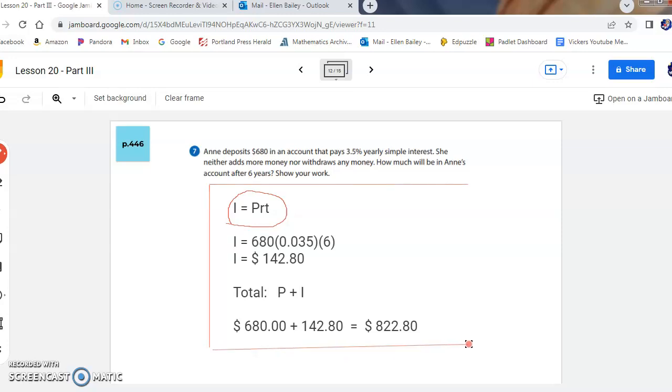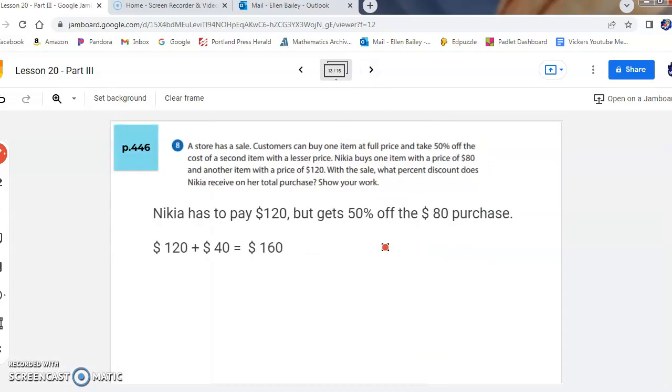All right, here we go. All right, so then I plugged in what I know. All right, the principal 680, rate 0.035, and years 6, multiplied that out and got the interest as 142.80. Then in terms of how much will be in her account, so the total is the principal plus the interest. So the principal is 680. The interest we just figured out is 142.80. So the total in her account after 6 years is 822.80. Okay, without even doing anything.